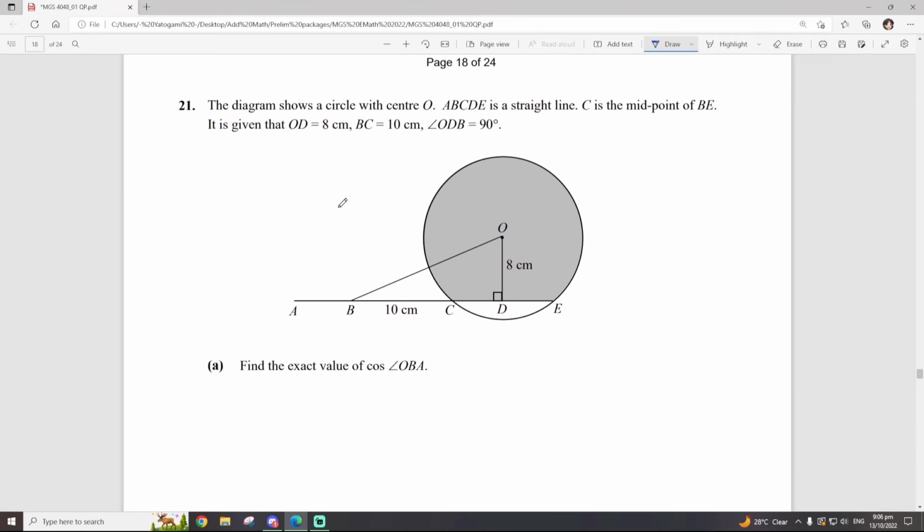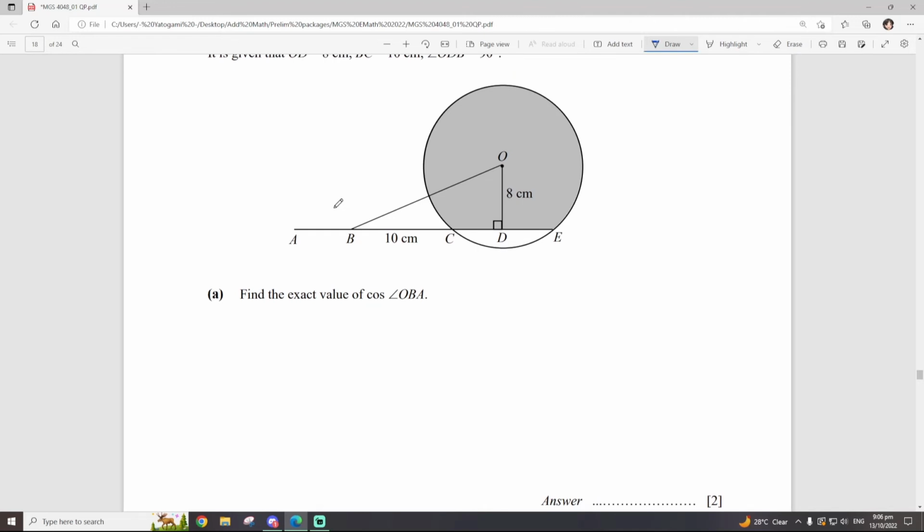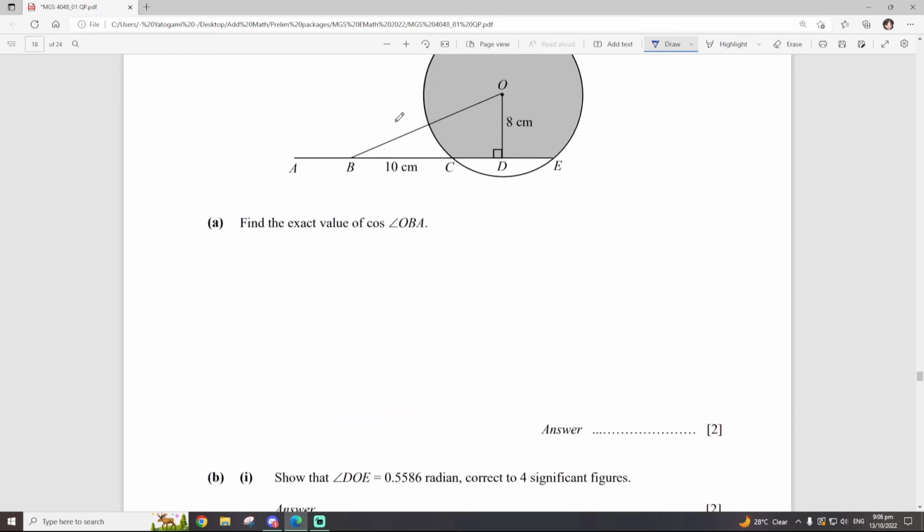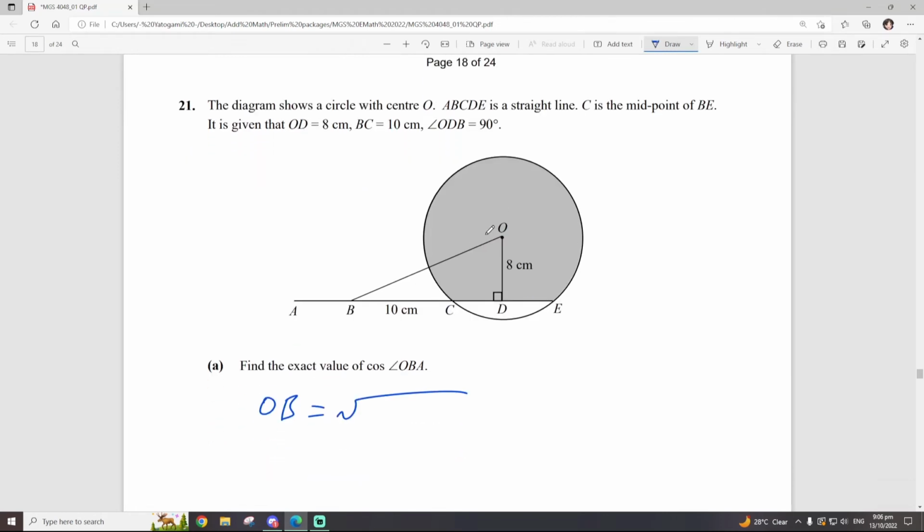The diagram shows this circle center O, cosine OBA. Okay. So cosine of an obtuse angle is negative always, but cosine OBD, so what is the hypotenuse actually? So OB is the square root of 8 squared plus, oh wait, how should I say this? No, because you need to be careful because this BC is 10, but BD is not. BD is like, how do I explain this?